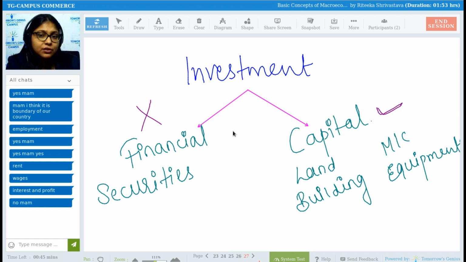If you have been concentrating in the lecture, you might have understood that till now, wherever we have used the investment term, we have talked about capital formation. But in accountancy and all, you will study both the kinds of investment.